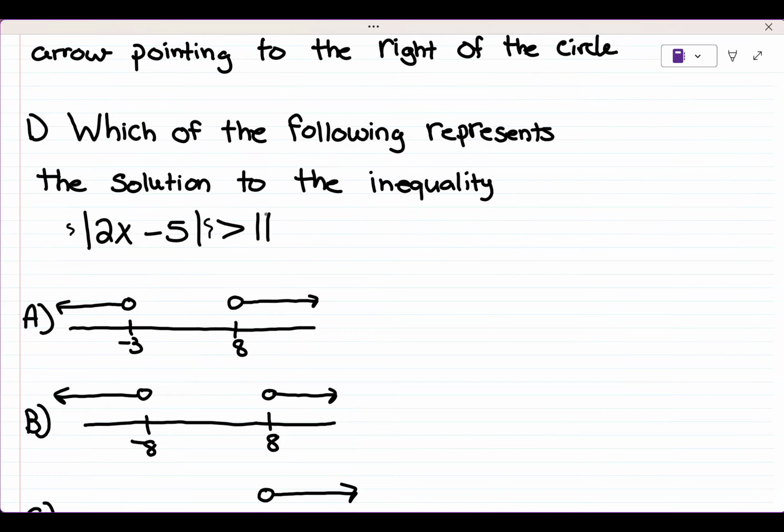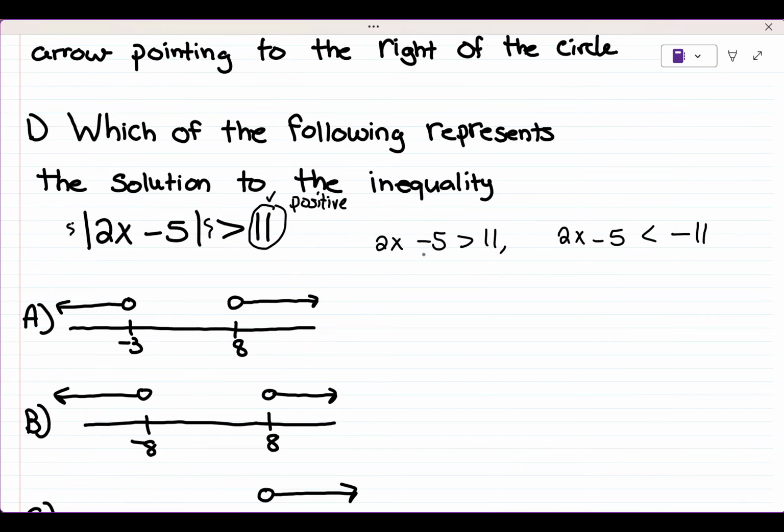The next thing to do is make sure that this number is positive. If this was negative 11 and there's nothing near the absolute value, you can just say no solution. But it already satisfies the two conditions: there's nothing near the absolute value, and this number is positive. So now write out your two inequalities. The first one is basically this without the absolute value. The second one is 2x minus 5, and then all you have to do is flip the sign, so it's less than negative 11.